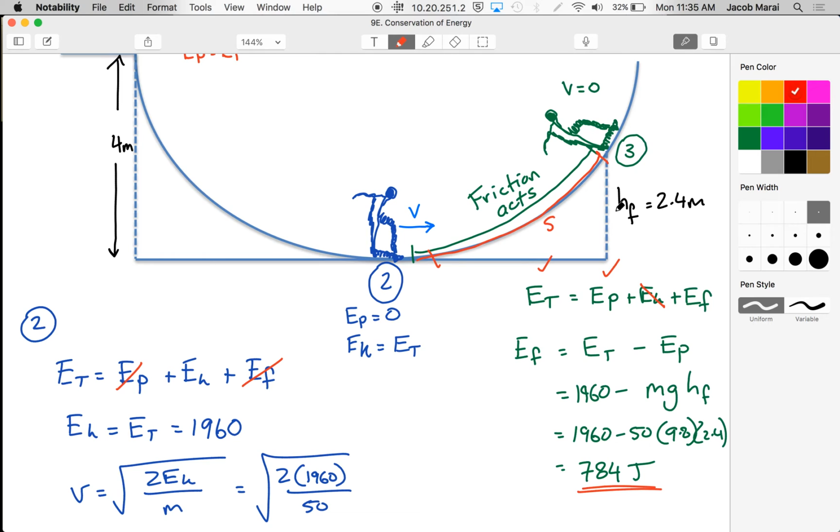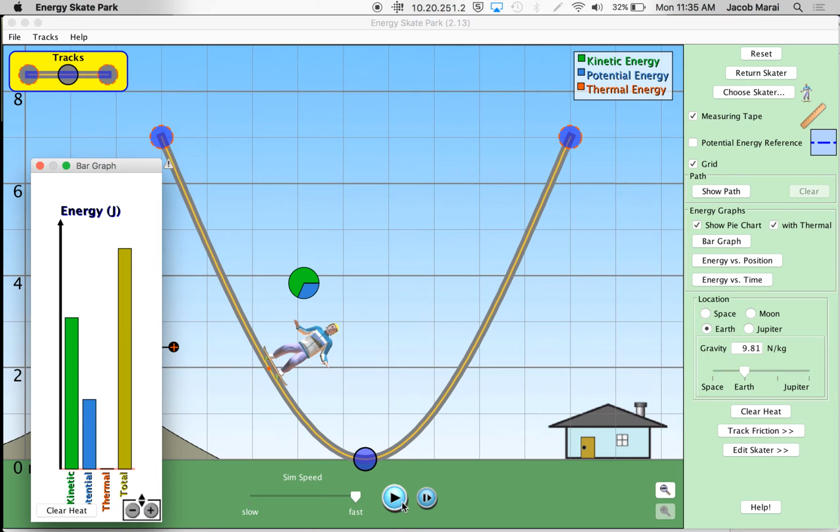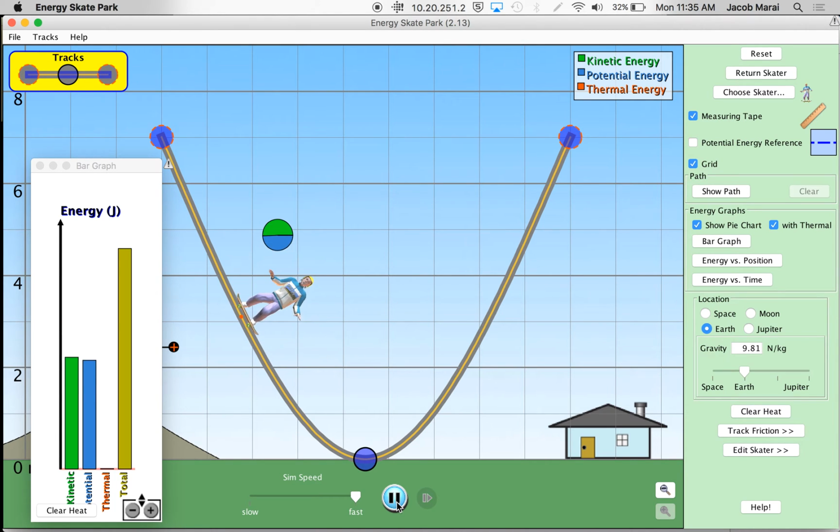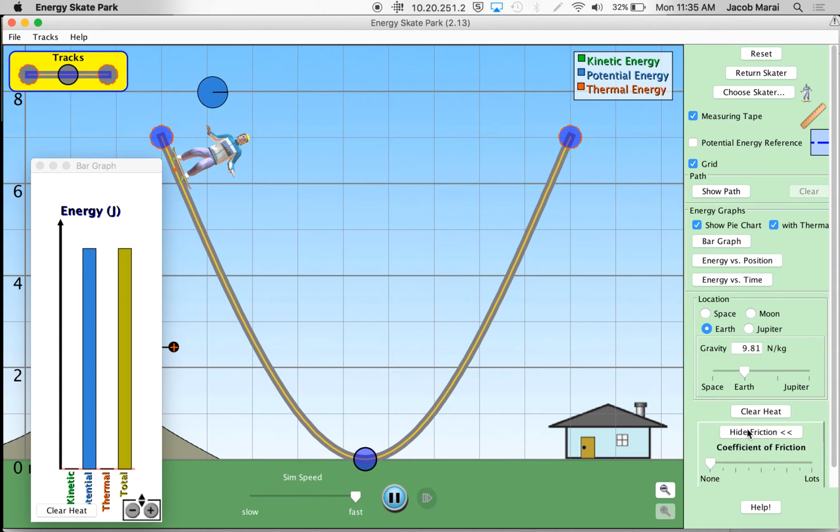What we could attempt to find is the average frictional force, but understanding that it does vary with speed. Okay? If we go back to this horribly slow applet, if we were to track friction, so there's a little slide bar here. If we were to track friction, let's just do it now.